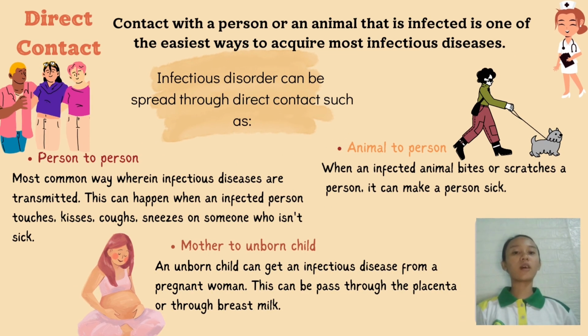How it is transmitted. First, direct contact. Direct contact is contact with a person or an animal that is infected. It is one of the easiest ways to acquire most infectious diseases. Infectious disorders can be spread through direct contact such as person to person. Person-to-person contact, transmission of bacteria, viruses, or other germs from one person to another, is the most common way that infectious diseases are transmitted. This can happen when an infected person touches, kisses, coughs, or sneezes on someone who isn't sick.